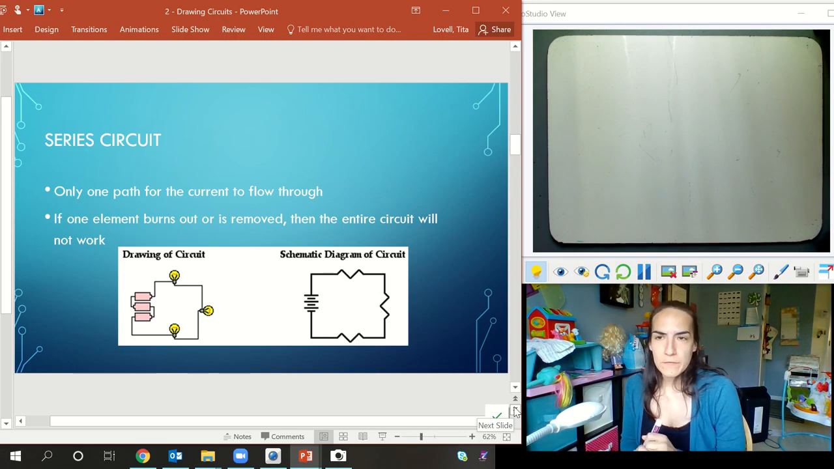So see there on the left, a series circuit is a circuit in which there is only one path for the current to flow through. There are ways to create circuits that have multiple paths. For the case of the series circuit, it is just one path, not multiple paths.